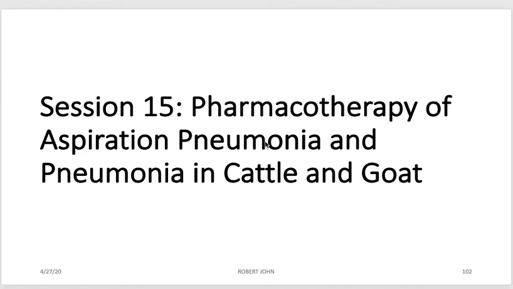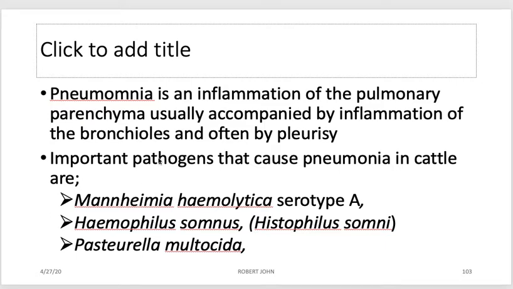Okay, welcome to session number 15, in which we are going to discuss pharmacotherapy of aspiration pneumonia and pneumonia in cattle and goat. So we will be discussing aspiration pneumonia and also pneumonia in cattle and goat. To begin, pneumonia is an inflammation of the pulmonary parenchyma and usually is accompanied by inflammation of the bronchioles and often by pleuritis. So pleuritis is the inflammation of the pleura.